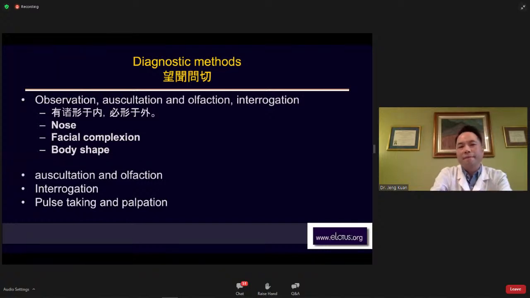Talking about the diagnostic methods. Let me change the screen here because I'm seeing that bar on top. All right.